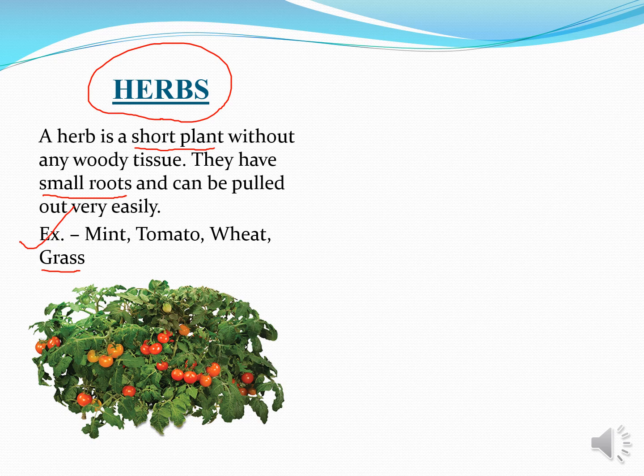The examples you can see on the screen: mint, tomato, wheat, grass. Grass is a very common example, you may have seen it everywhere. All these are examples of herbs.